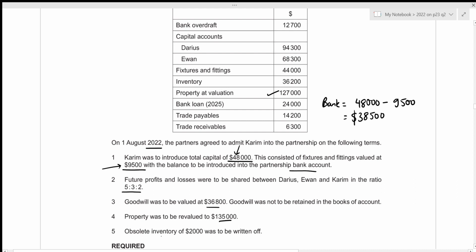Then for the final information, we're told that obsolete inventory of 2,000 was to be written off. This means that our inventory value will be reduced by 2,000. So we have a revaluation upwards and a revaluation downwards.